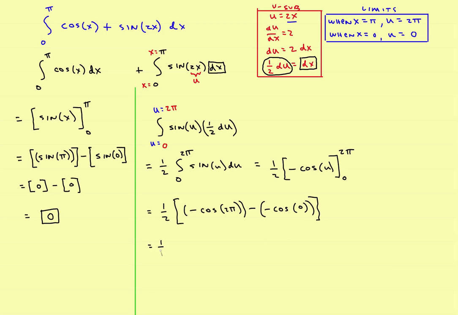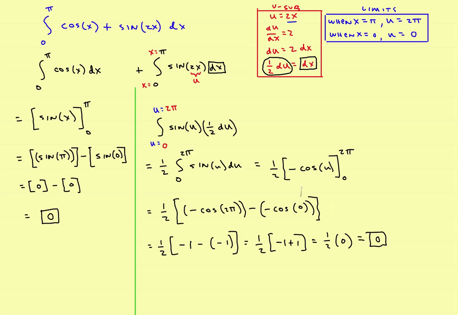And what that's going to get you to would be 1/2 of, now, first of all, you've got the negative. The cosine of 2 pi would be equal to 1, and then minus the negative of the cosine of 0 would also be equal to 1. So that gives you 1/2 of, now this becomes a -1 plus 1, which would be 1/2 of 0, which is 0.